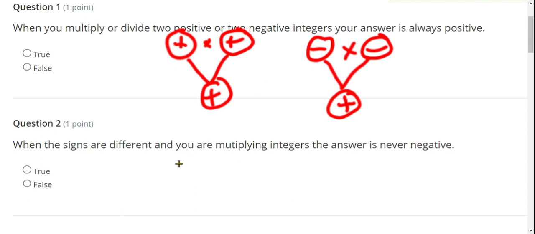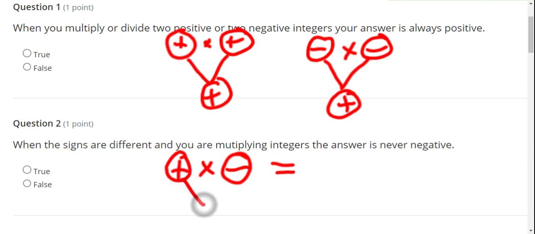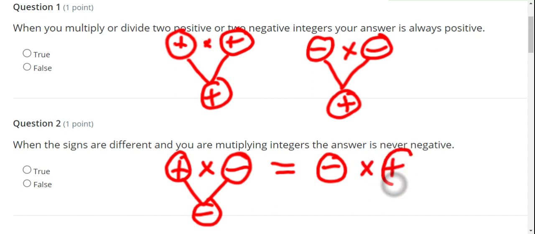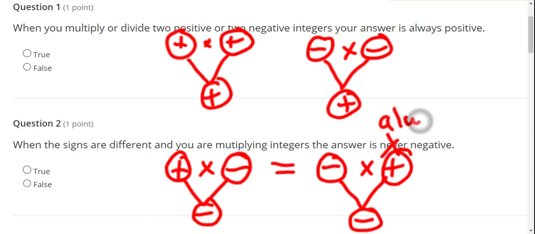Okay, and so when you multiply a positive times a negative, the positive tells the negative to keep being negative. So that would be a negative. Or if you had a negative times a positive, the negative is already being negative. You multiply by a positive, and the positive doesn't change it. Only negatives will change the sign. So when signs are different, this is actually always negative. Okay.